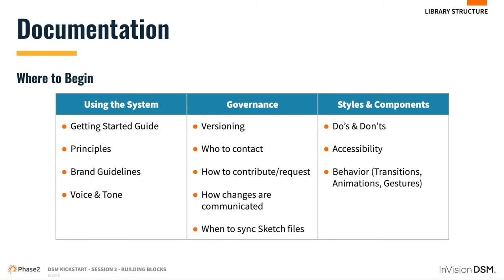So, where to begin with documentation? Here are some key places to start with your documentation. Obviously, documenting specifics around how to use a component is very important, but it's also important to include information on other areas, such as overall voice and tone, grammar, and accessibility, as I mentioned before. But for a good general starting place, you may want to start with these three areas and what would fall under each of these: using the system, governance, and styles and components.